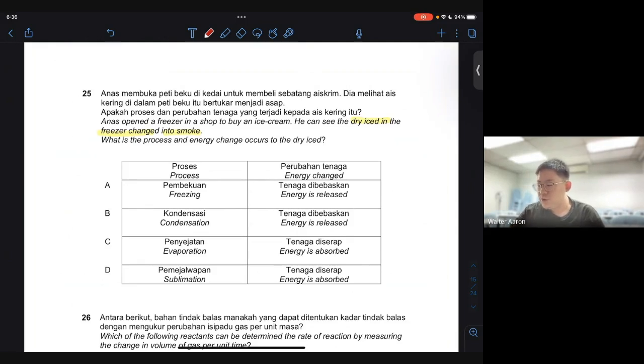Among all these answers, you can see A, B, C do not have the word sublimation. So definitely those are wrong. But let's take a look at the energy change. Is this accompanied by energy change? The answer is yes. For you to break free from a regular arrangement, you need heat energy to be absorbed. So therefore, this is supposed to be correct. Sublimation and also energy is absorbed. That's it.